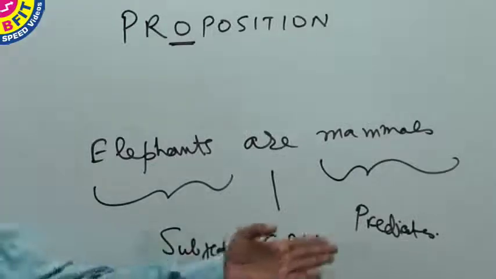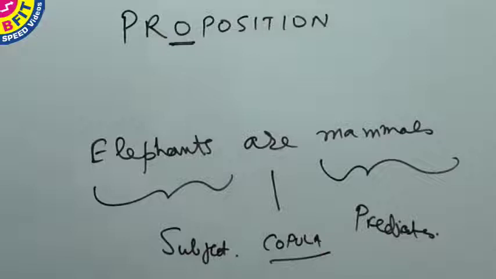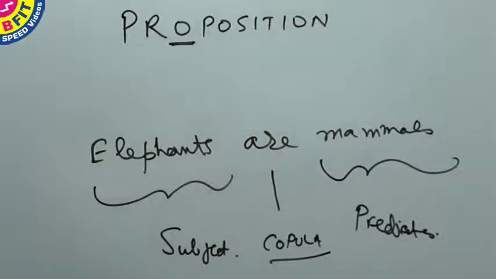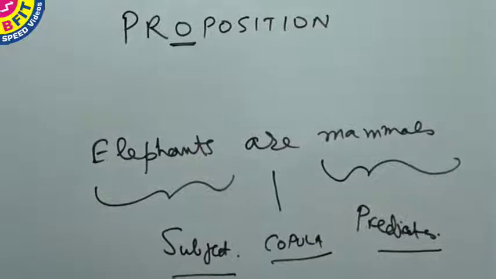All the three must be present in a logical proposition. Otherwise it will not be a logical statement. Suppose I say elephants are. Then you will ask me what are elephants? Otherwise suppose I say are mammals. Who are mammals? Therefore all these three parts, namely subject, copula and predicate, are essential for anybody to make a valid logical statement.